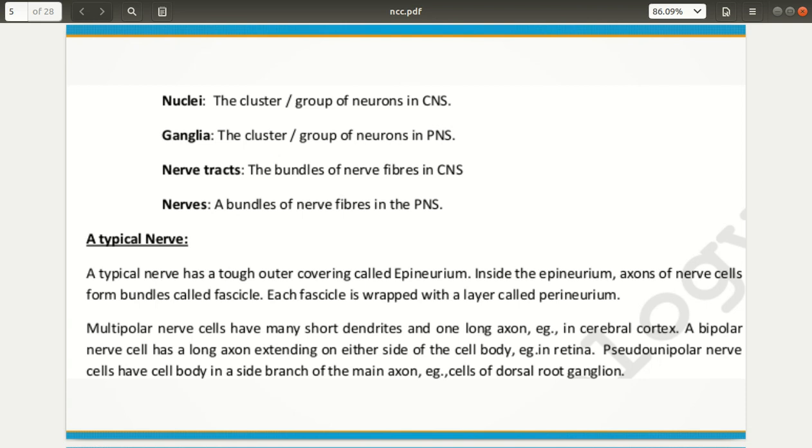The multipolar nerve cells have many short dendrites and one long axon, for example in the cerebral cortex. A bipolar nerve cell has a long axon extending on either side of the cell body, for example in the retina. Pseudo-unipolar nerve cells have the cell body on a side branch of the main axon. The example for pseudo-unipolar nerve cells is the cells of the dorsal root ganglion.